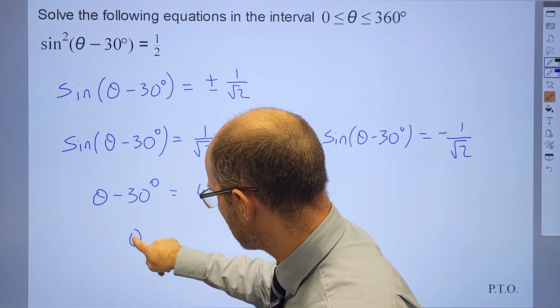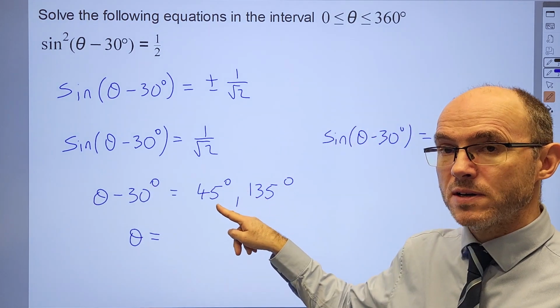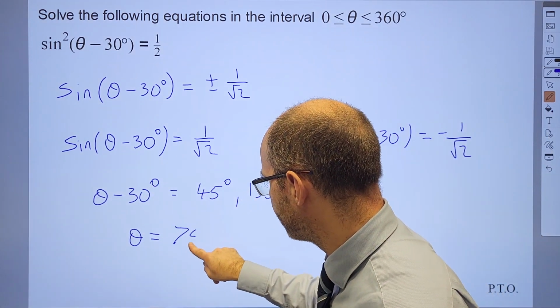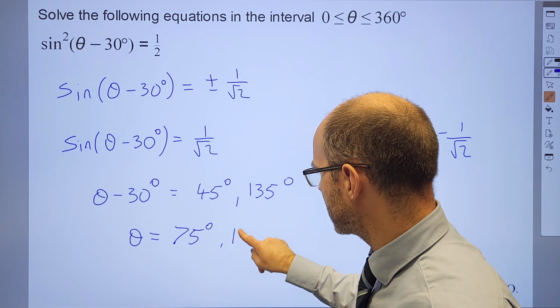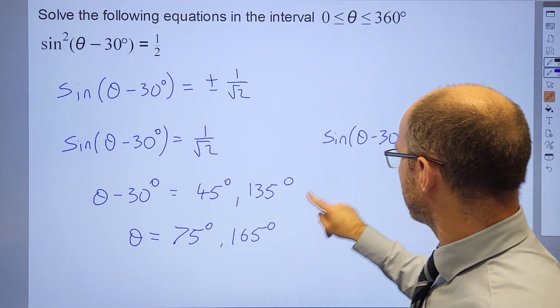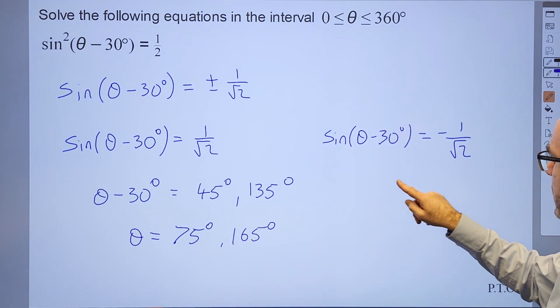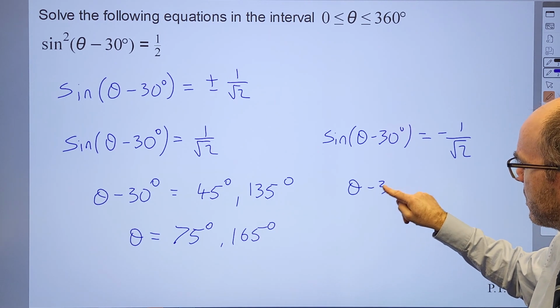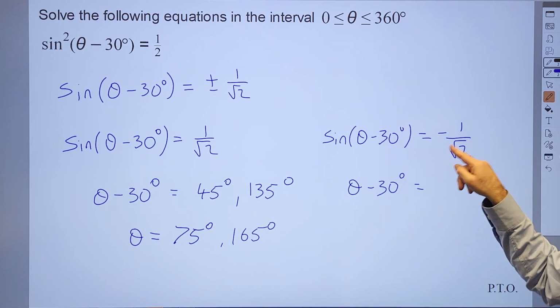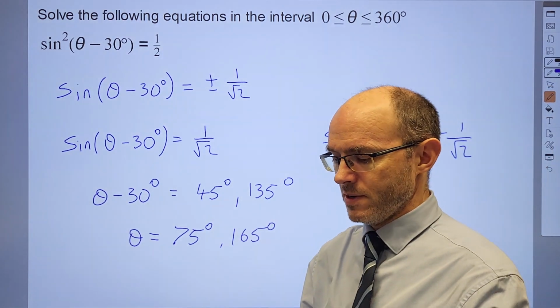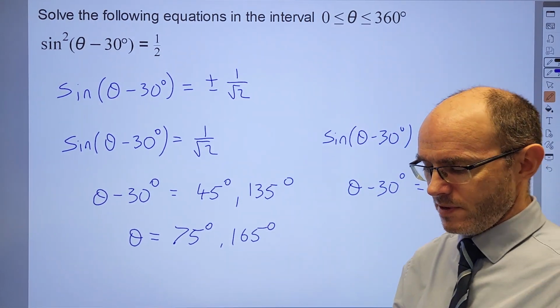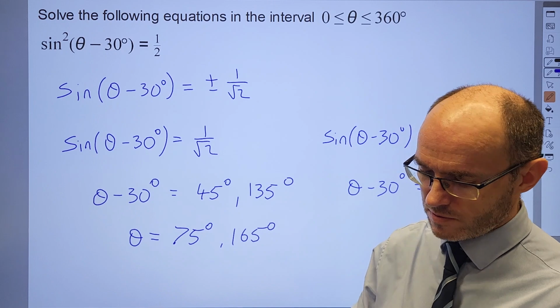And let's finish this off. Add 30 to both sides to get final answers. That'll be 75 and 165 degrees. And then back to this one. So here, same again. This one's going to be negative 45. You can check if you wish. So inverse sine of negative 1 over root 2.